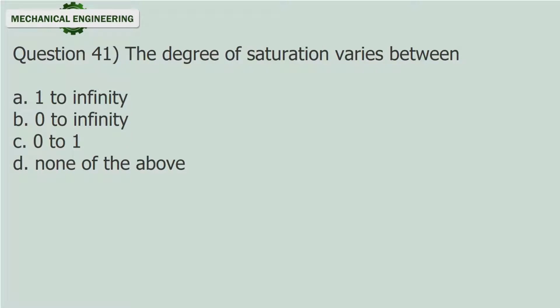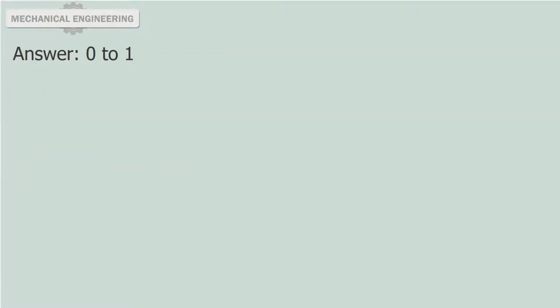Question 41. The degree of saturation varies between: A. 1 to infinity. B. 0 to infinity. C. 0 to 1. D. None of the above. Answer: 0 to 1.